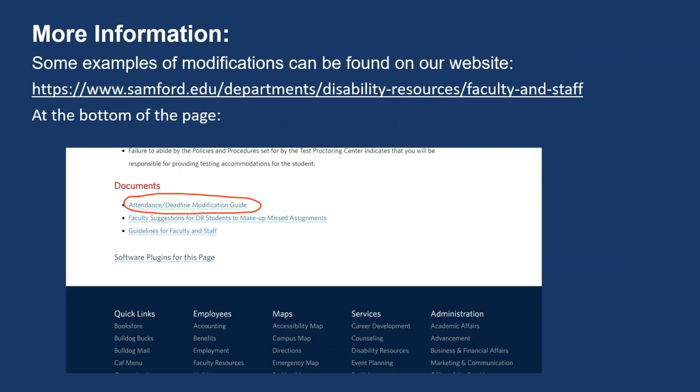More information. Some examples of modifications can be found on our website at the link below. At the bottom of the page, there is a link to the attendance/deadline modification guide. Please visit this guide if you need specific examples of ways to modify your course.